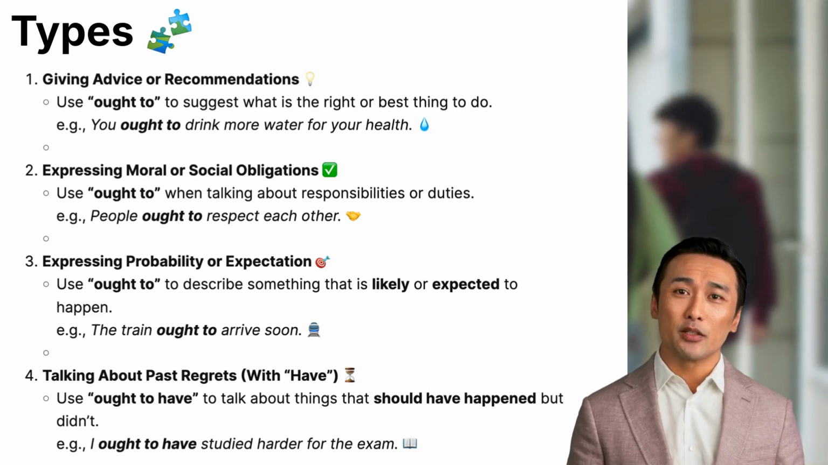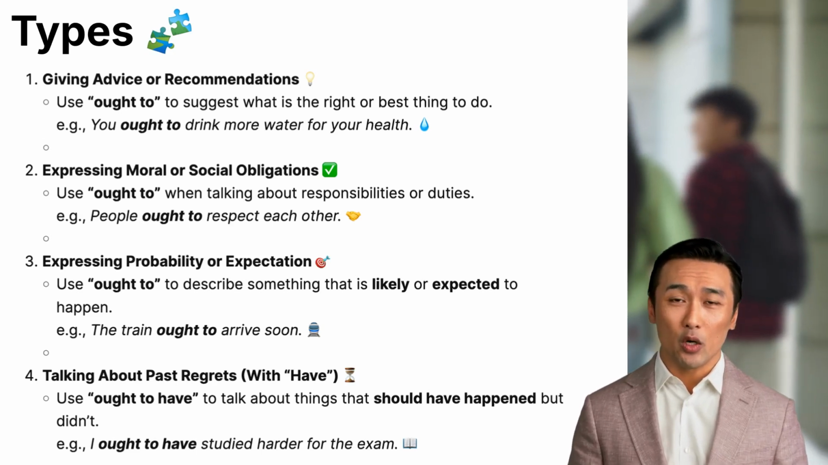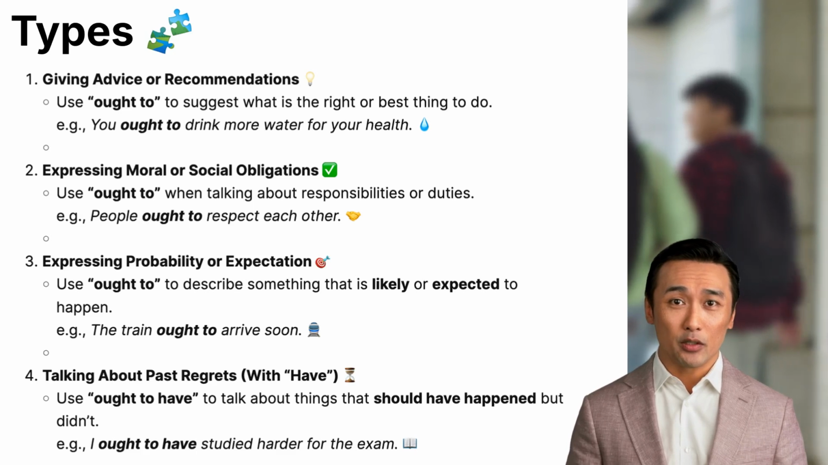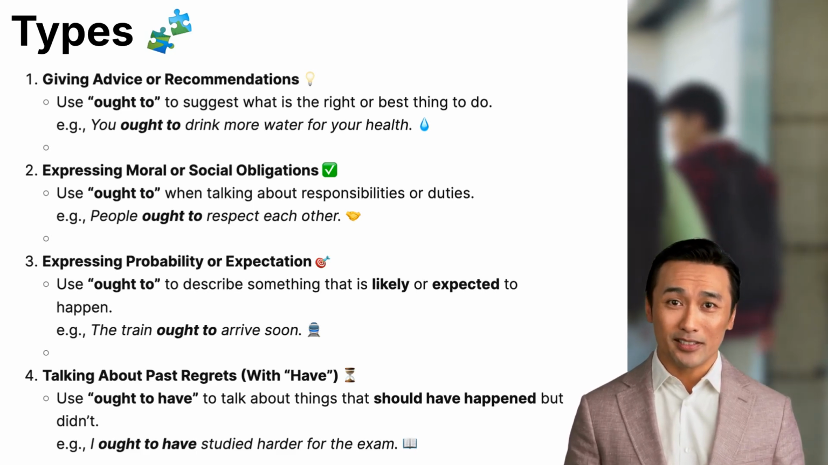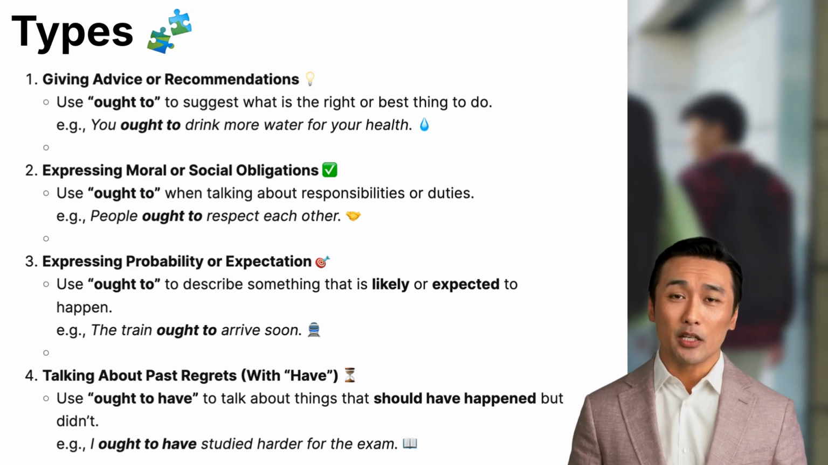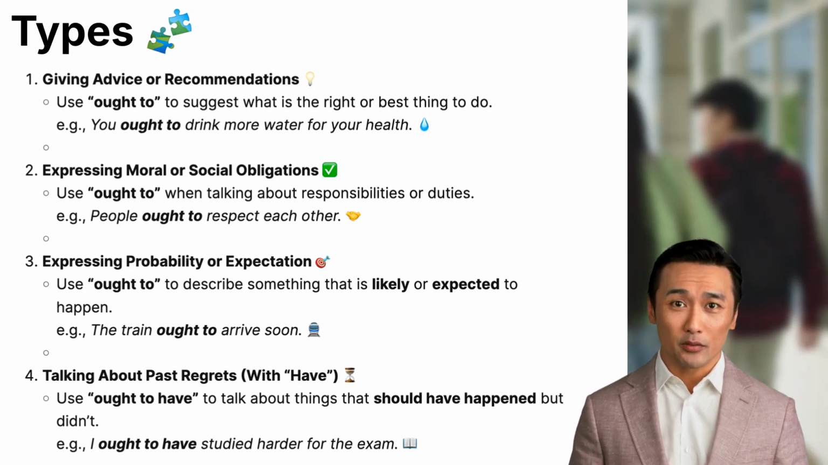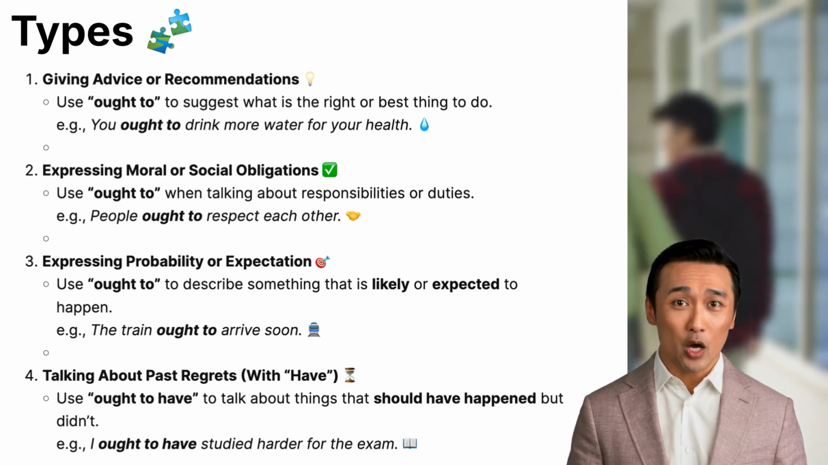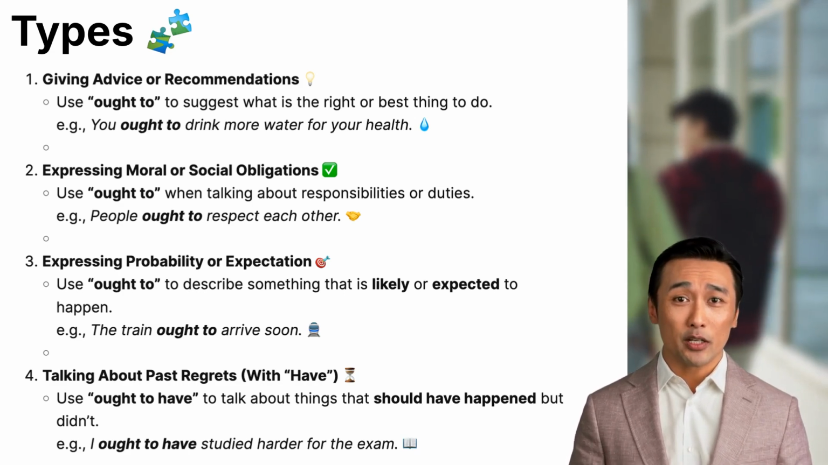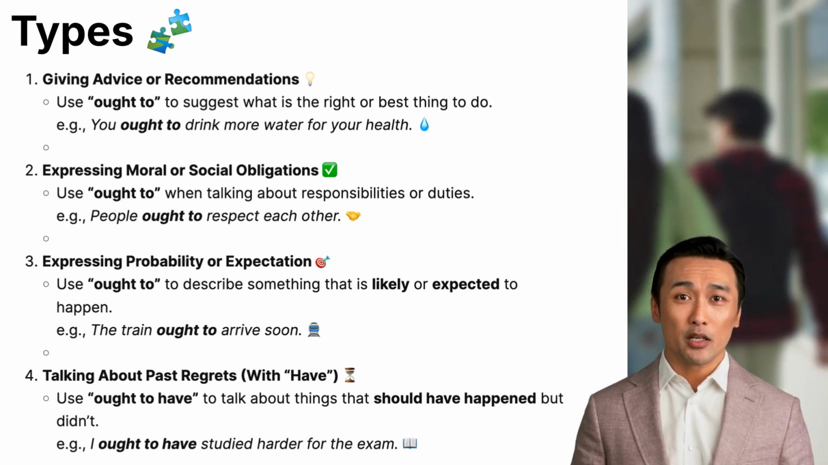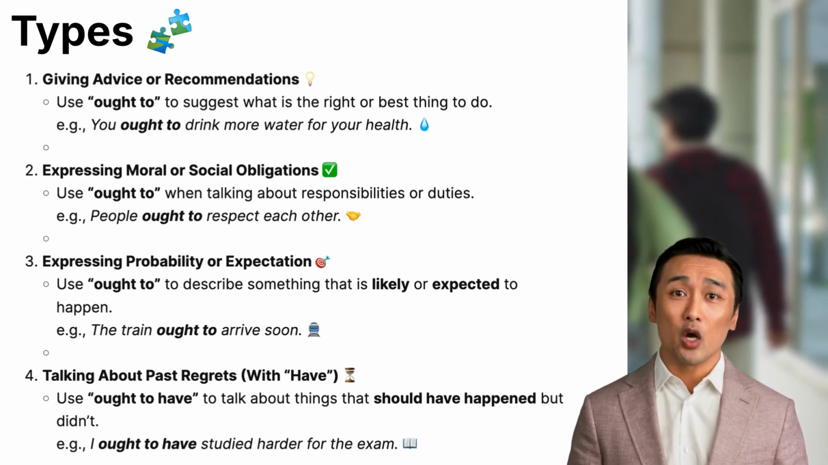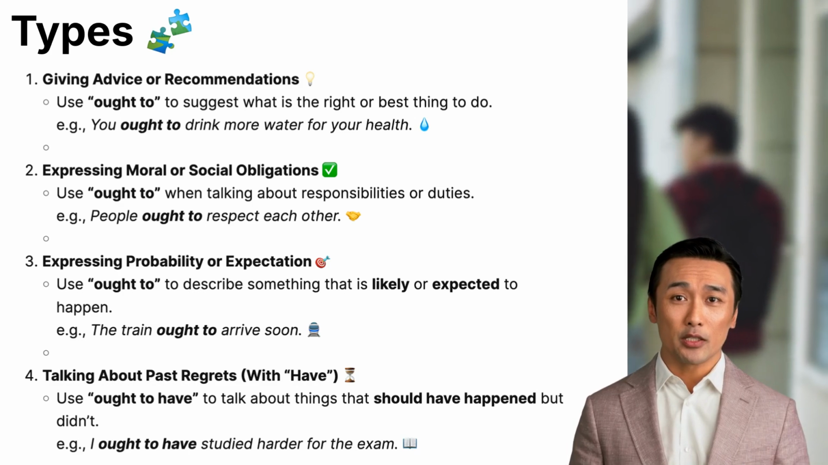It shows that something is very probable based on logic or common sense. Example: the train ought to arrive soon. This means based on the schedule or expectation, the train should arrive shortly. More examples: she ought to be home by now. This movie ought to be interesting based on the reviews. If something is expected to happen, ought to is a natural way to express it.